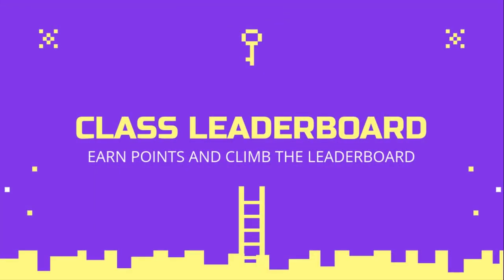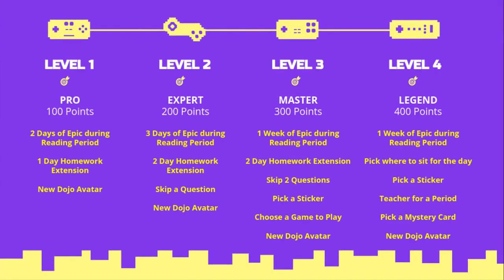And now, what do we do with the points we collect? In my classroom, again, I teach middle school English, I have this scoreboard. So once you hit 100 points, you're considered a pro. What comes with that is you get 2 extra days of using Epic during reading period, which is something we have every day. You get a 1-day homework extension, so if something is due on Wednesday, you can hand it in on Thursday with no penalty. And you get to select a new dojo avatar, which is the little monsters that appear on the dojo leaderboard.